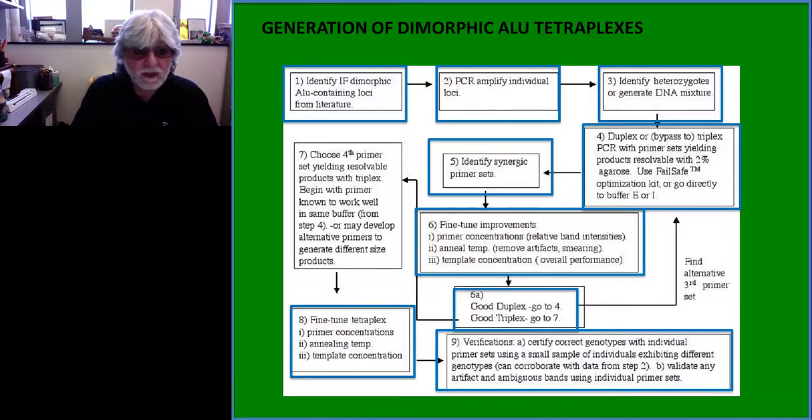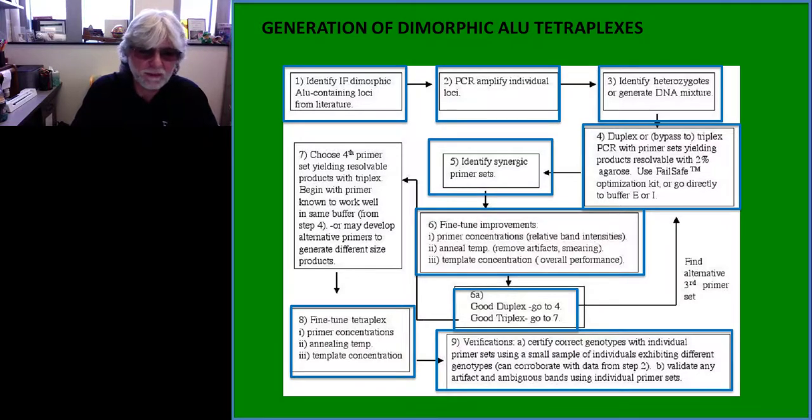And for me, I tried all kinds of combinations, and what I found is using failsafe by Epicenter, which is now part of Illumina, works best with buffer ERI. They have a whole series of buffers. Okay, so then find pairs that work well together, fine tune them. Okay, if you've got a triplex already, then we go to step 7 to get the tetraplex. If you've got a duplex, then go back to step 4 to get the triplex. Okay, and then fine tune.